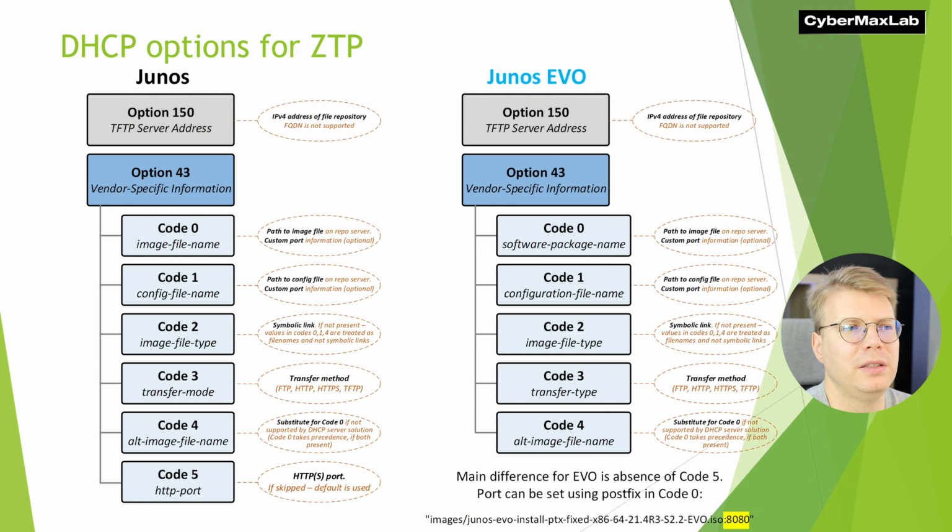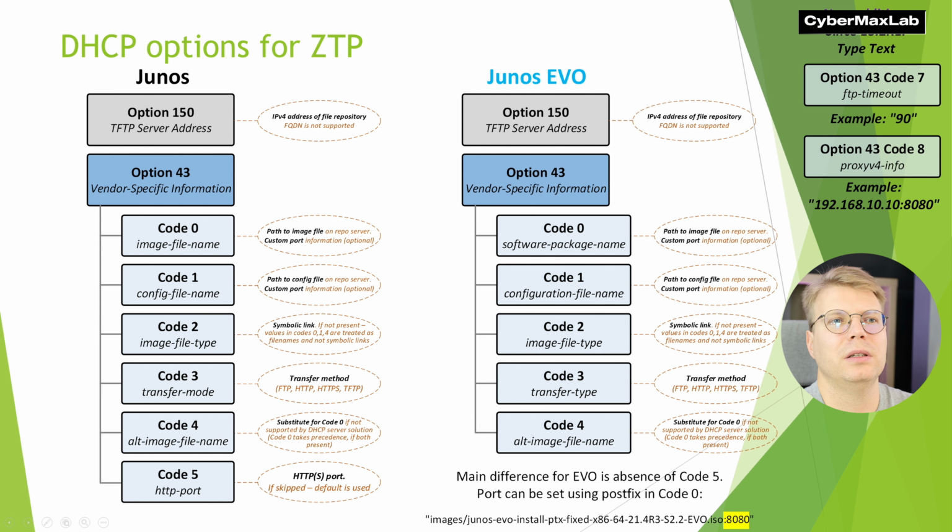Okay, so now let's look at the right side, EVO. The good thing is that it's almost identical. You see a difference in the code names, but it's not a big deal. Under the hood, it's all the same. The main difference is that there is no code 5. You have another way to provide the custom port to the device, and you do it at the bottom. There is an example where you provide the image file name, file path, and the configuration file path. You just add a colon and the port number to the end of both strings. There are no other differences.